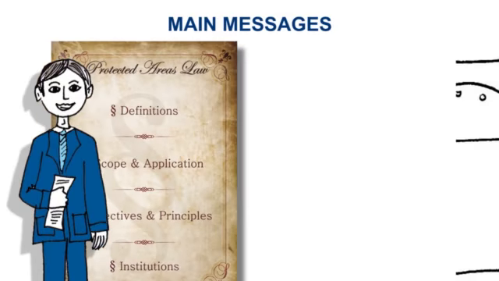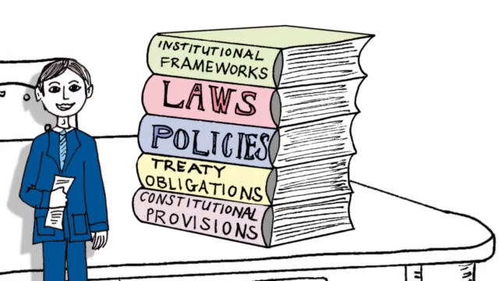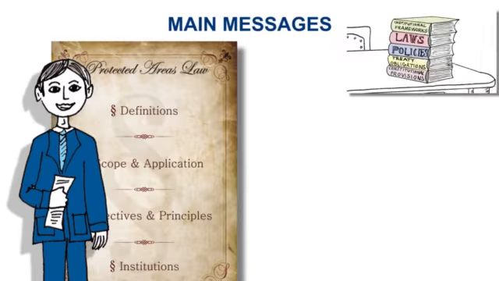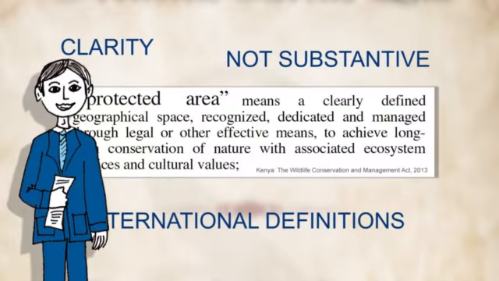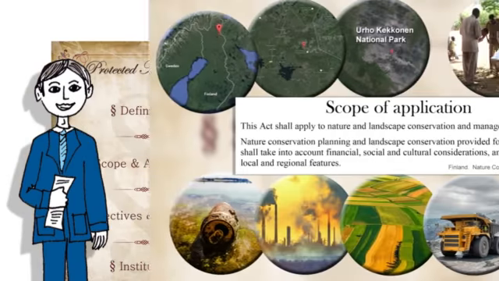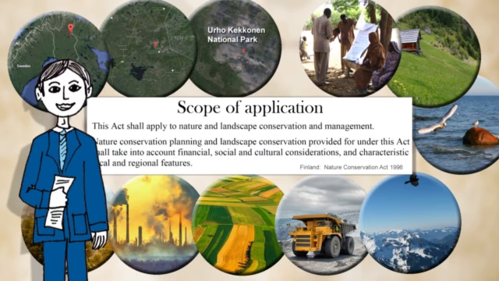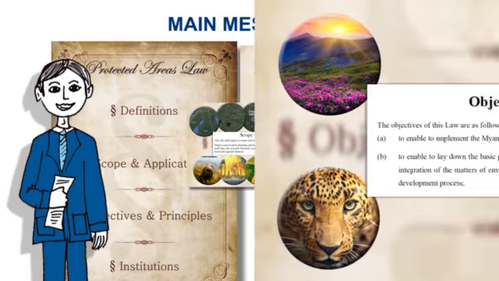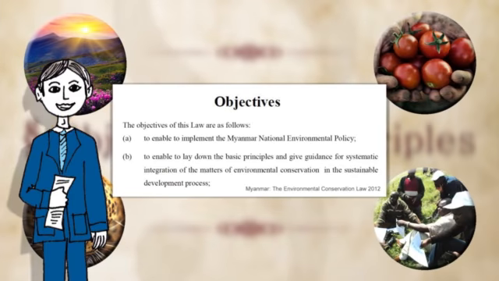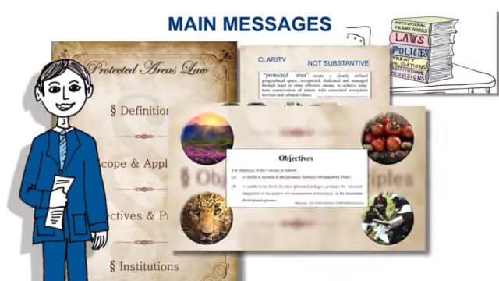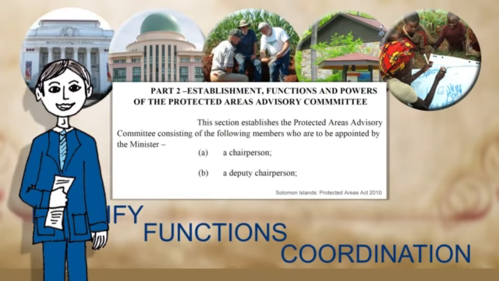Main messages. Drafting a protected areas law requires careful preparation. Definitions play a key role in interpreting a protected areas law. It is vital to clearly delimit the substantive and geographical scope of a protected areas law. Protected areas laws should prescribe a set of principles and/or objectives guiding their implementation. A protected areas law must create the institutions tasked with implementing it and set out their functions and powers.